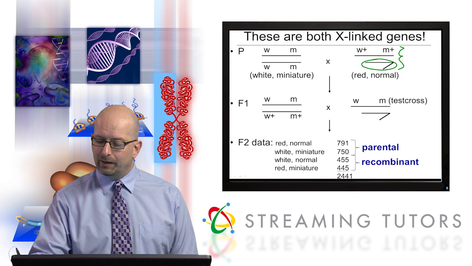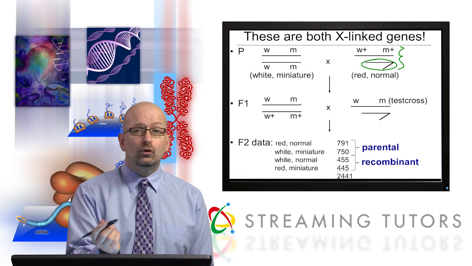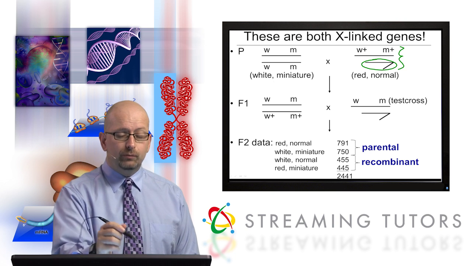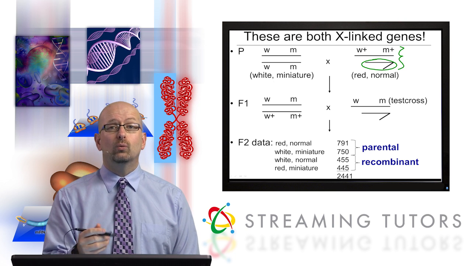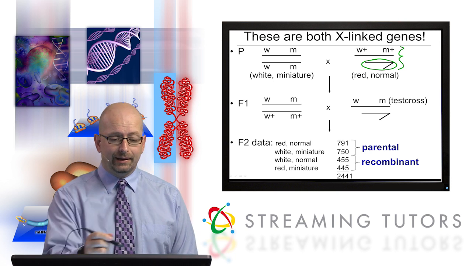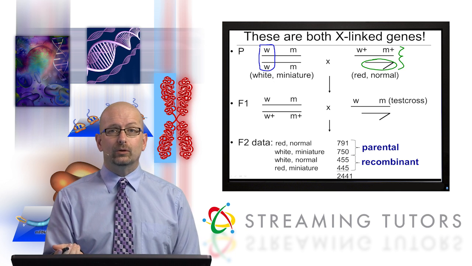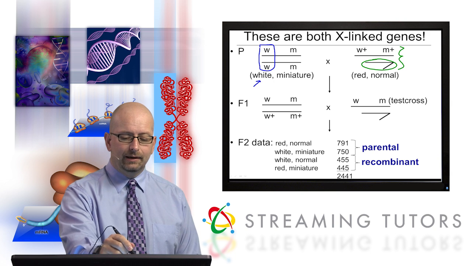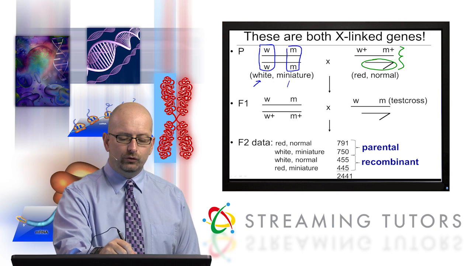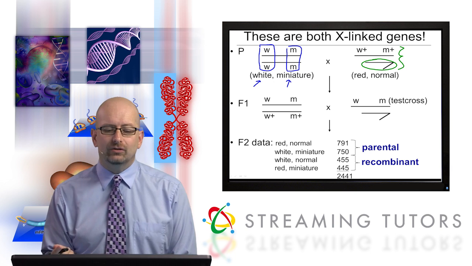Let's take a look at the mother as well. There are two ways to look at this. She's pure breeding for these two traits, white eyes and miniature body. These are recessive traits, so she's little w, so she's white-eyed, and she's little m, which is miniature, a small body size.